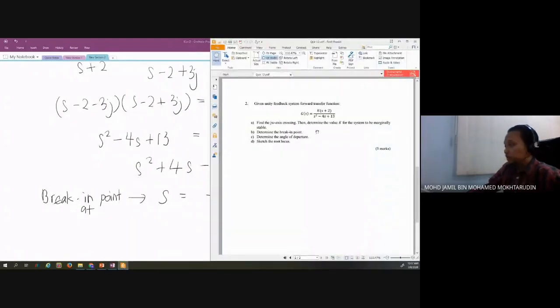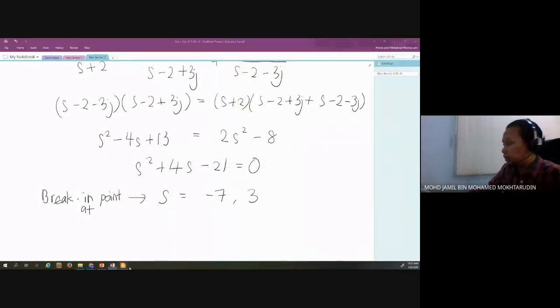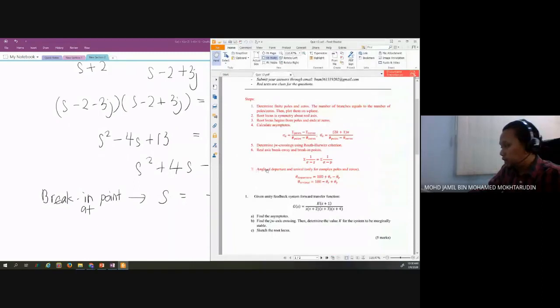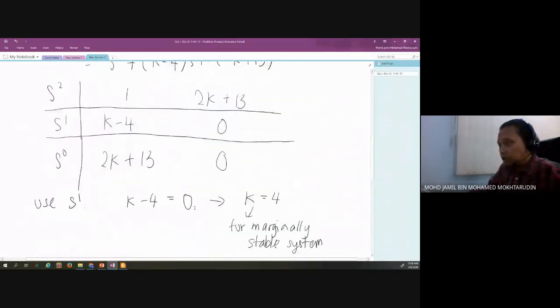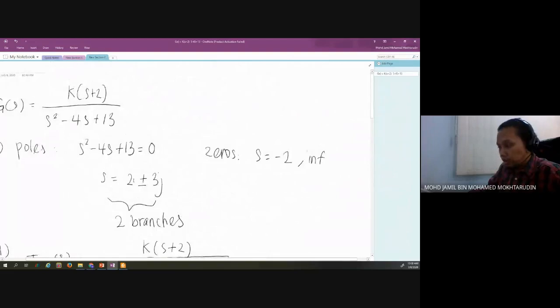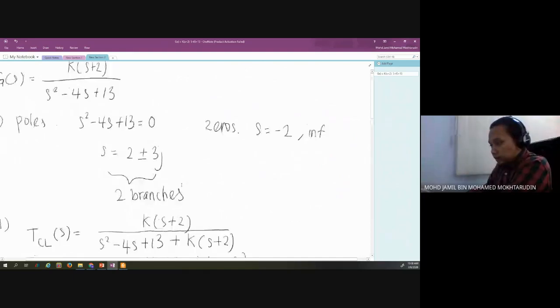And then question C asks you to determine the angle of departure. So angle of departure and angle of arrival, rule number 7, is only for complex poles and zeros, okay? So here you have complex poles, because you have 2 plus 3j. So 3j here is complex number. Here the zero is not complex number, it's a real number, minus 2. So you only need to calculate the angle of departure for these two poles.